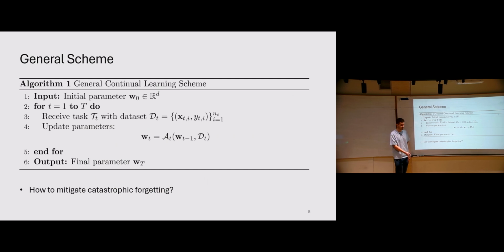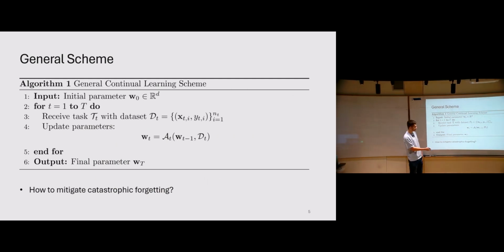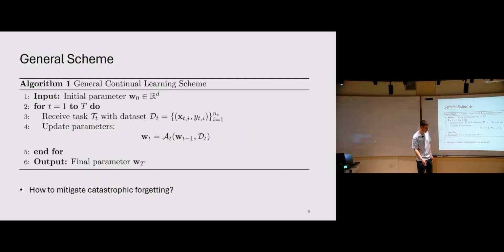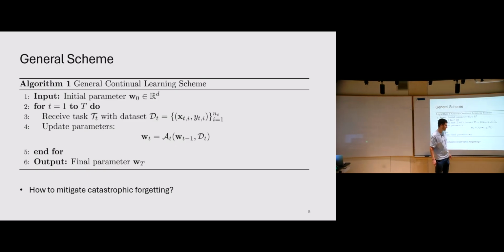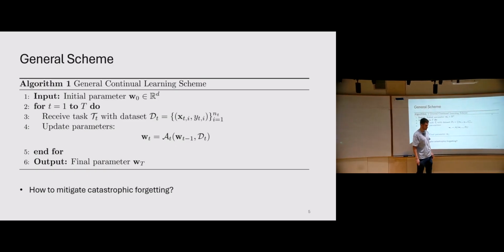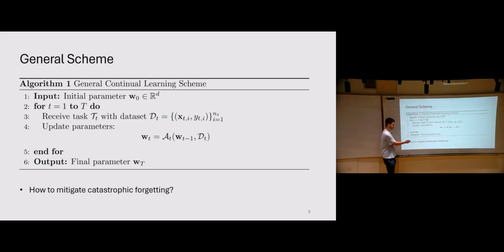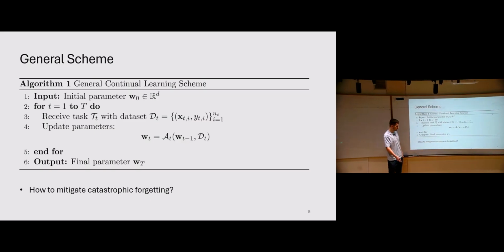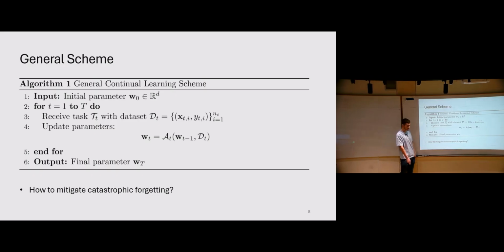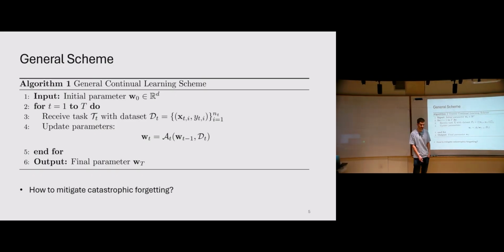Just to be on the same page, I will show you the general scheme that continual learning systems must follow. For each task, you get the data set and labels corresponding to the specific task. Then you update your parameters according to some learning rule that can only have access to the current data and the previous predictor. And then you output your final predictor. So back to our main question, how do we mitigate catastrophic forgetting? This is the main question in continual learning, of course.